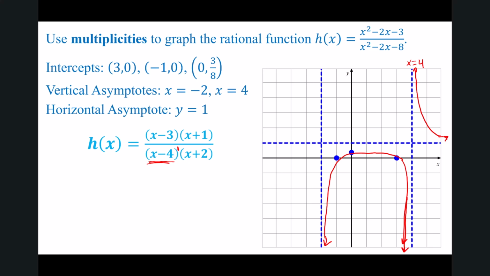If it was an even multiplicity, the graph would be going the same direction on both sides of that asymptote. Let's look at the same thing for the other asymptote, x equals negative 2. That came from this factor, x plus 2, which also has an odd multiplicity. And because on the right side of that asymptote, the graph is going down or approaching negative infinity, on the left side of that asymptote, the graph has to be going up or approaching infinity.